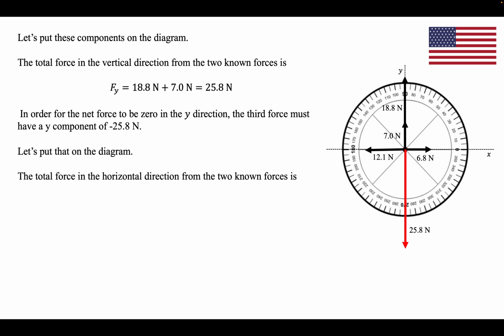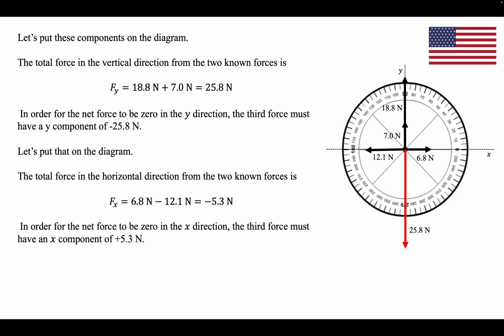Now let's do the x direction. We have 12.1 to the left, 6.8 to the right. That's a net of 5.3 to the left. In order for the net force to be zero in the x direction, the third force must supply 5.3 newtons to the right. Let's put that on the diagram.